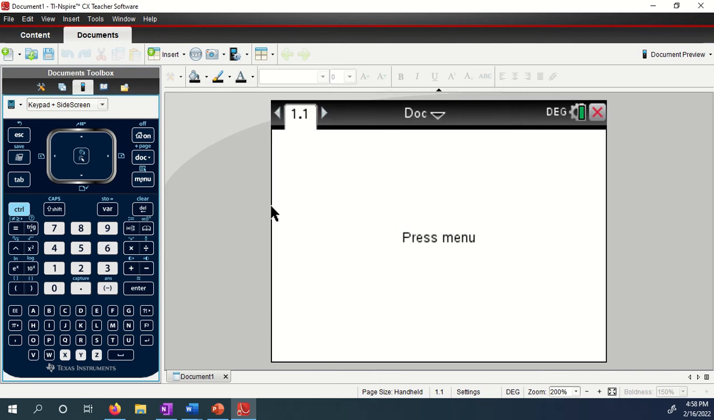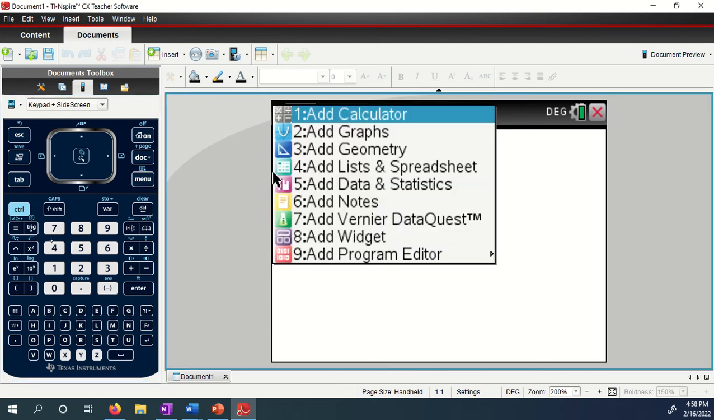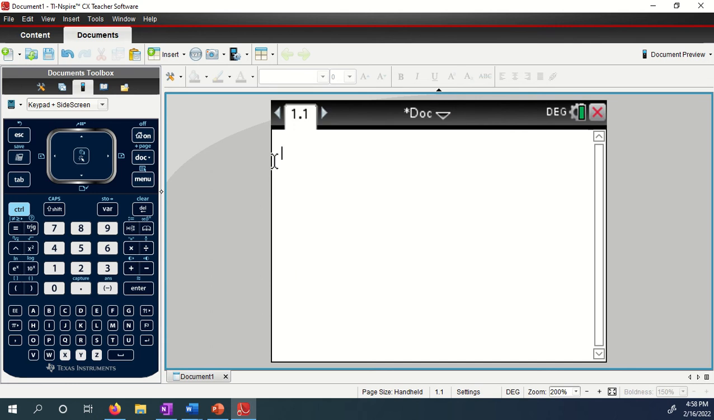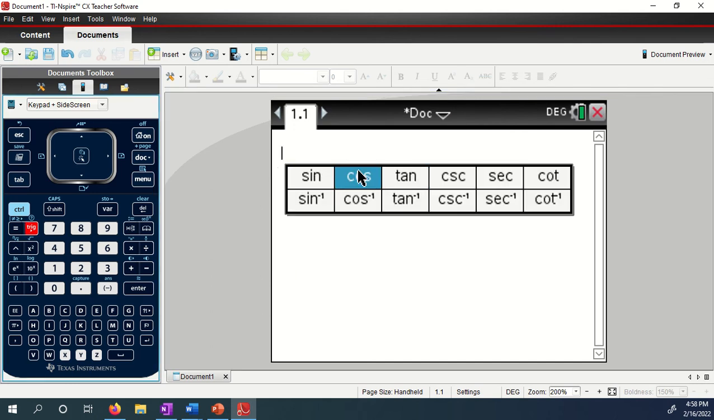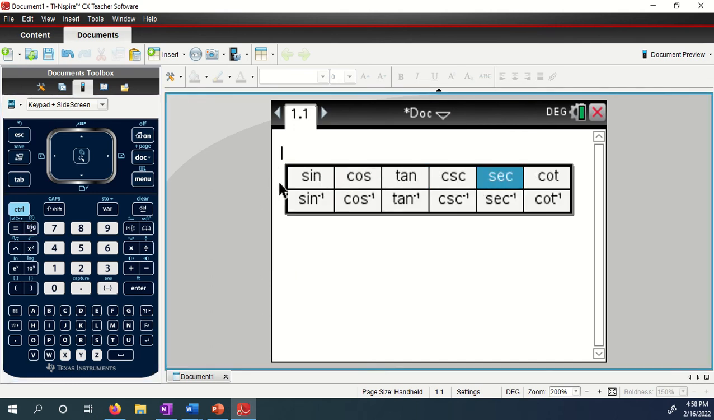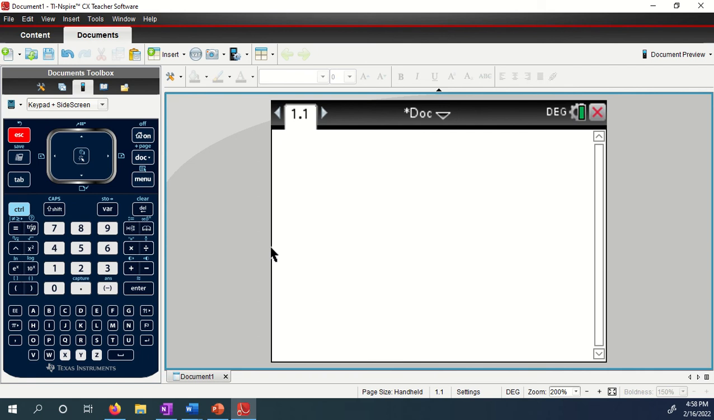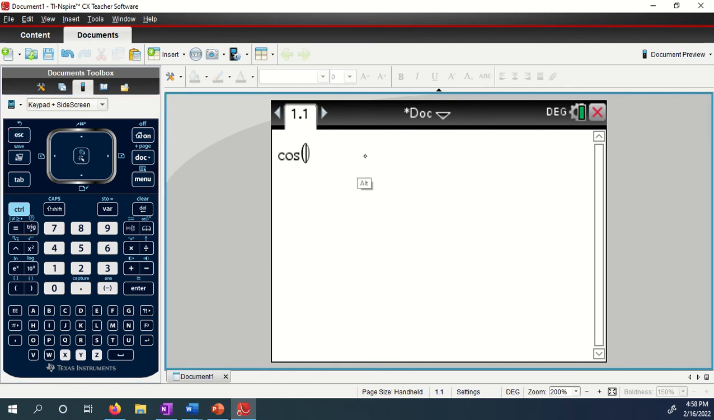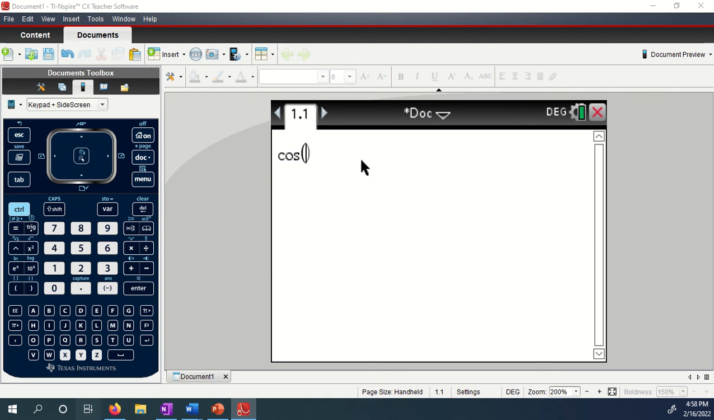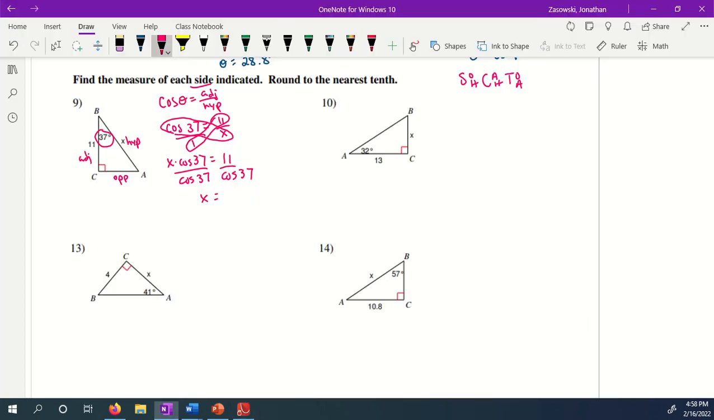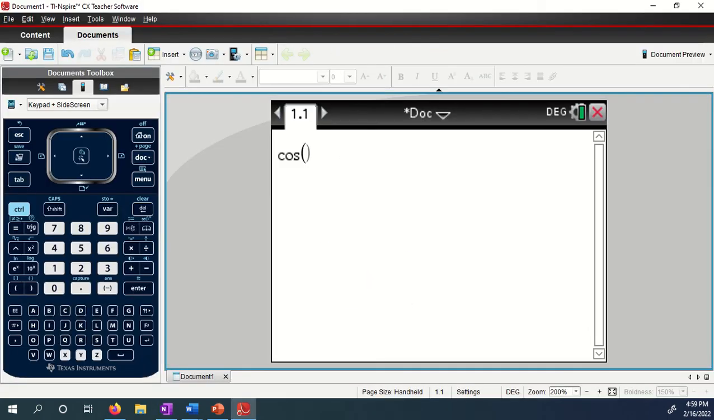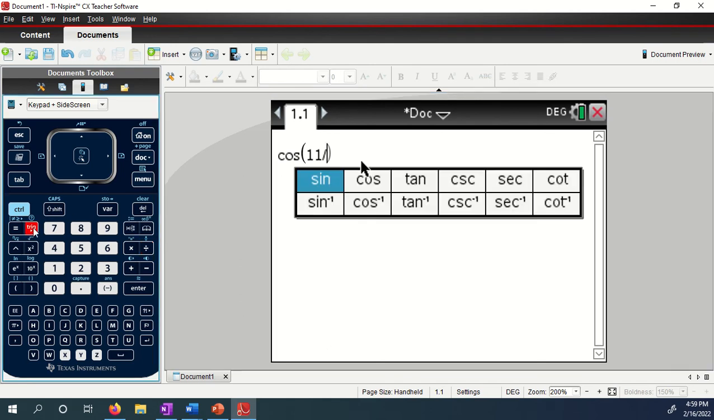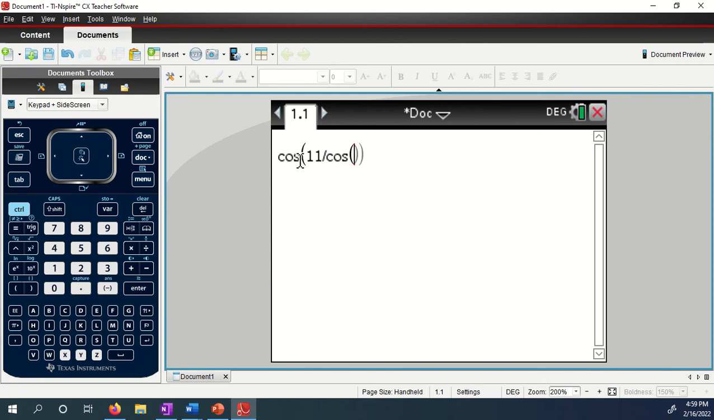All right. In a calculator screen, we're going to go ahead and press trig. We're choosing cosine. That's great. Cosine. And then our numbers, once again, were 11 over 37. Oh, now 11 over 37. 11 over the cosine of 37. So timeout.